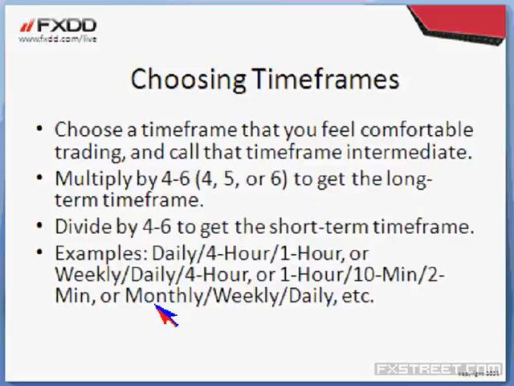Or let's say you're a real long-term trader, and I don't think there are many of you out there, but let's say you're a weekly time frame trader, and you multiply by 4 to get the monthly, divide by 5 to get the daily, and you've got the monthly, weekly, daily, okay? So this gives you a lot of flexibility. That's why we say 4, 5, or 6. There's a lot of flexibility here according to how you want to trade and how this works best for you, okay? So basically, you've got your 3 different time frames.